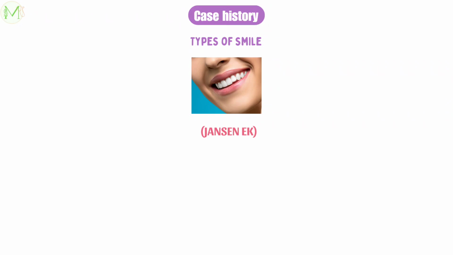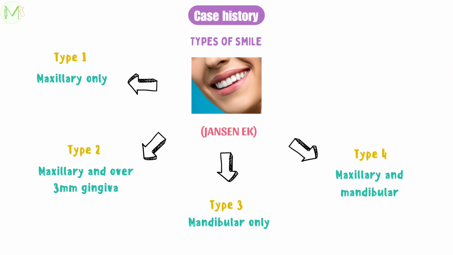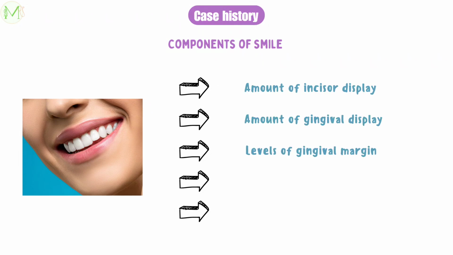There are 5 types of smile according to Janssen EK. Type 1 is maxillary only. Type 2 is maxillary and over 3 mm gingiva. Type 3 is mandibular only. Type 4 is maxillary and mandibular. And type 5 is neither maxillary nor mandibular. When it comes to assessment of a smile, we need to check for these 5 things, which are amount of incisor display, amount of gingival display, levels of gingival margin, presence of buccal corridor, and the smile arc.